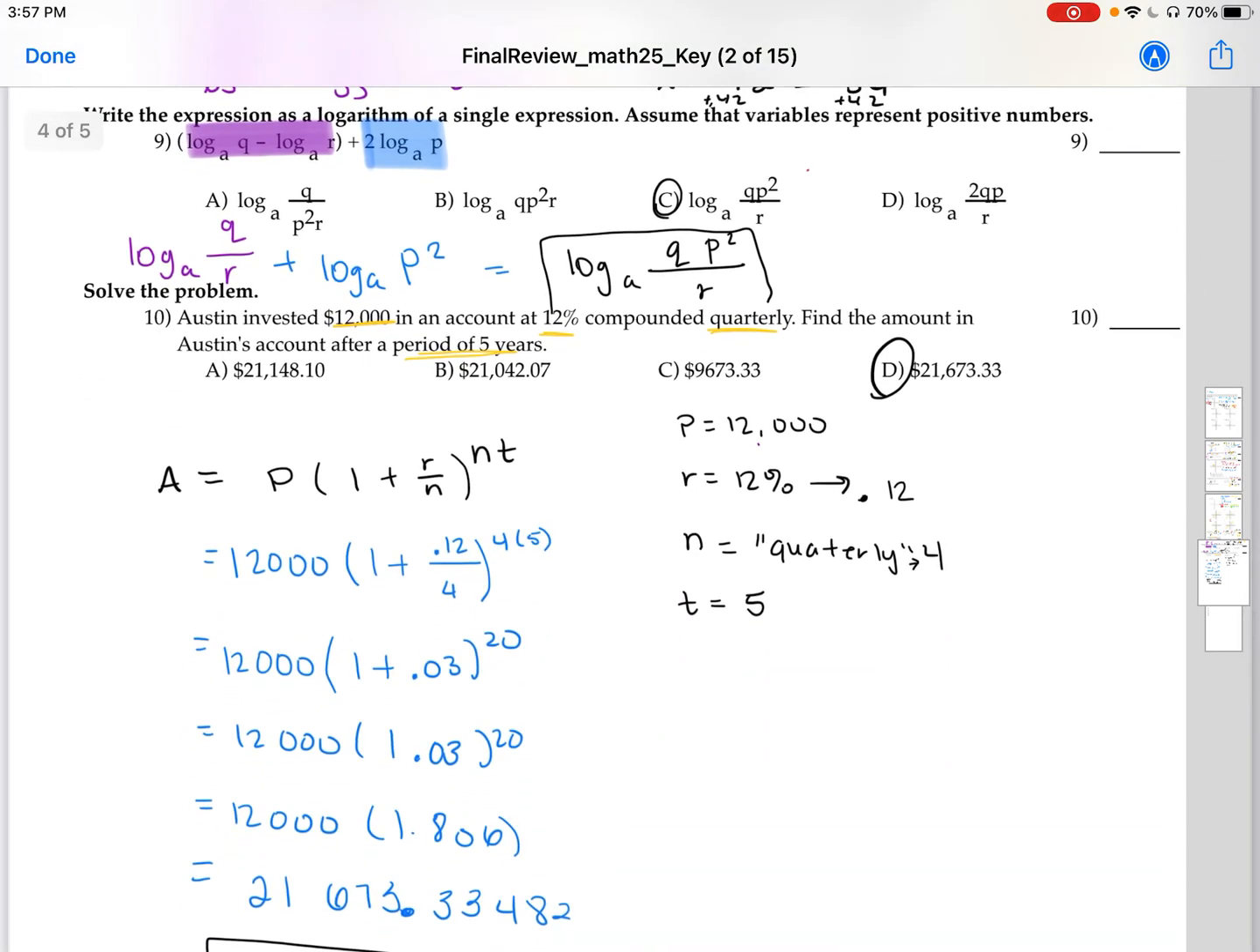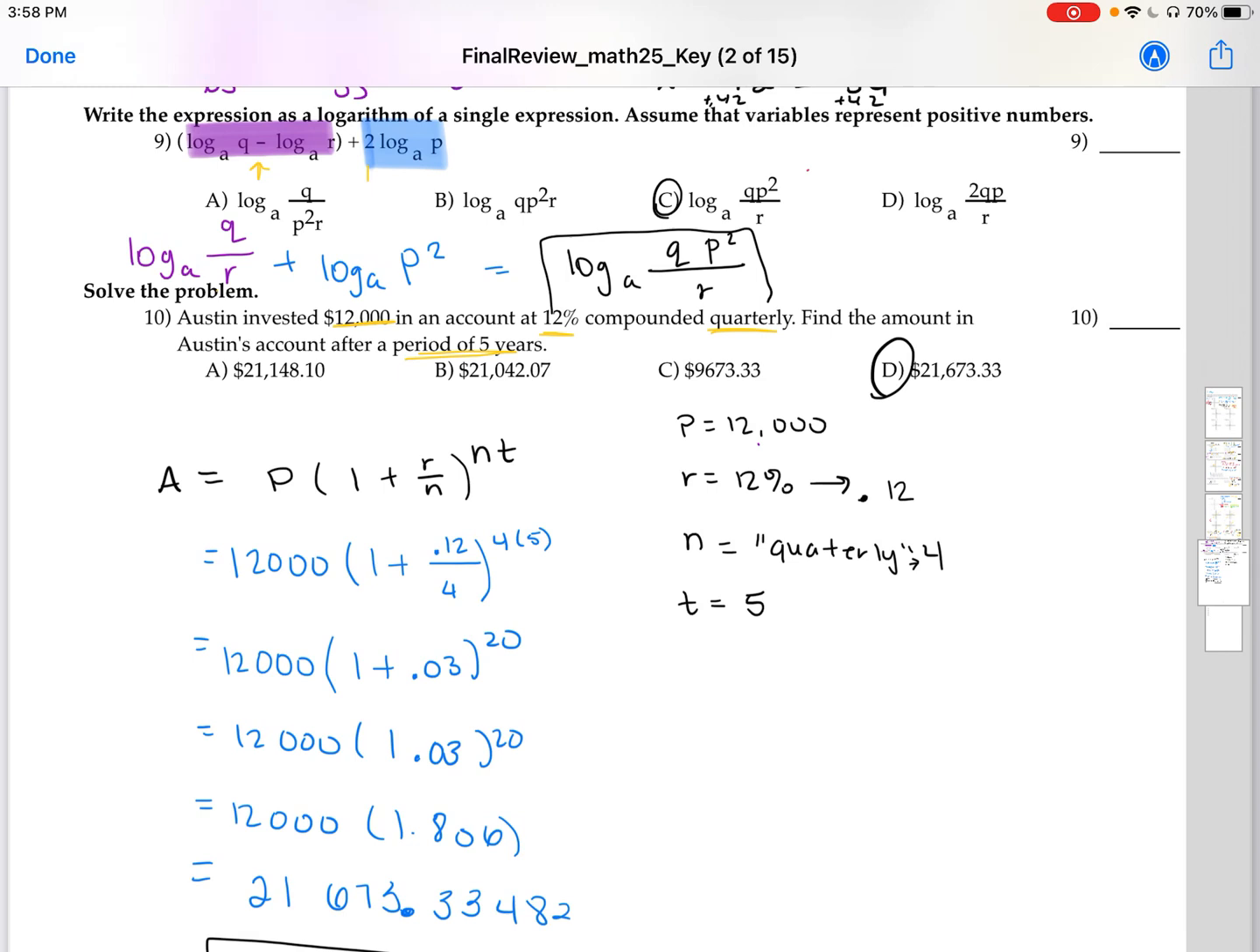For 9, write the expression as a logarithm of a single expression. Assume that the variables represent positive numbers. All right, so I kind of used color to guide you. That first highlighted portion tells us log of a cubed minus log of a r. Because it's subtracting, we're going to divide the first by the second.